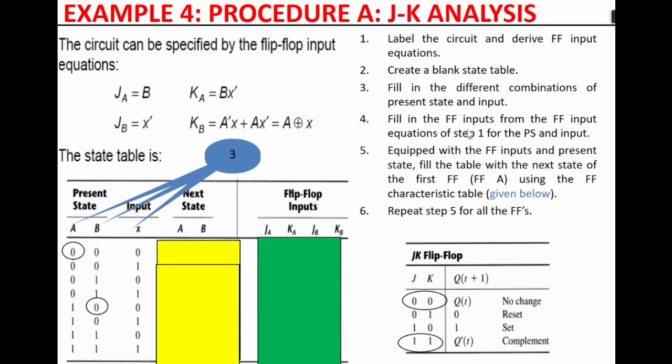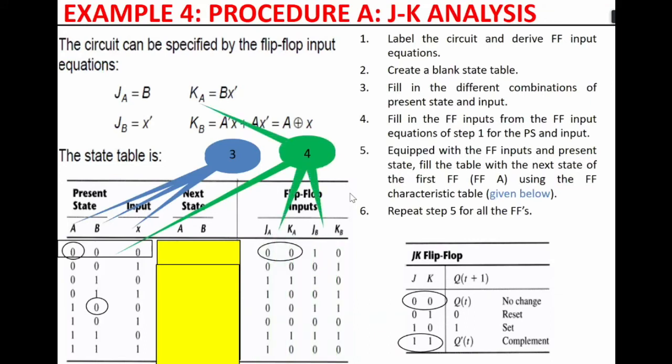Now, step 4, we need to find JA, KA, JB, KB in terms of these combinations. So we are saying if A is 0, what is JA? JA is B. And on this row, B is 0. So we expect a 0 here. KA is B X complement. So B is already 0. So we expect a 0 there. So you fill in the green. Any problem there?